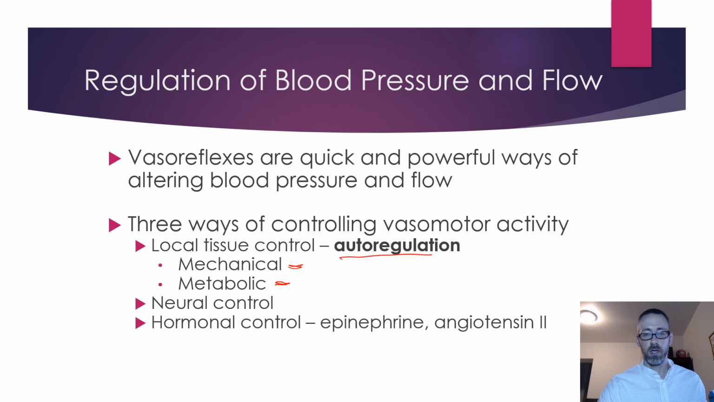or 20-fold. Neuronal control. That has to do with the sympathetic input, whether we're increasing or decreasing sympathetic output on our vessels to constrict or to dilate. And then hormonal control like epinephrine, angiotensin II, some of these hormones that we're going to talk about more. Okay, and so they can cause, for example, vasoconstriction. A decrease in epinephrine, a decrease in angiotensin II would cause vasodilation.